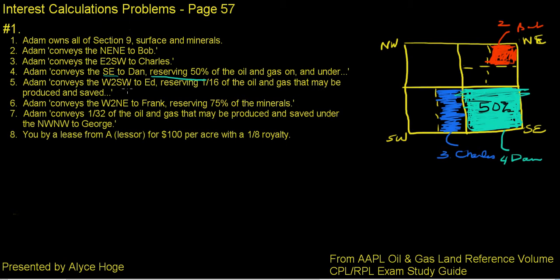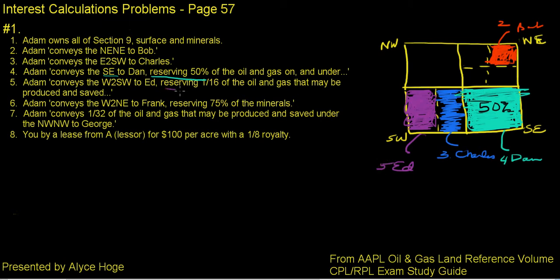Adam conveys the west half of the southwest to Ed. So Adam is going to convey the west half of the southwest. We already have the east half. Now we're going to do the west half of the southwest, and that's going to go to Ed. All right, and that's going to go to Ed. And that is going to be number 5.